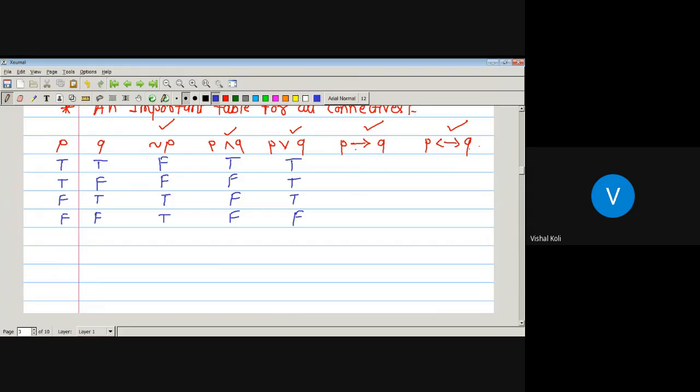Now, P conditional Q. By the definition of conditional statement, if two statements are combined using the connective if-then, then it is called conditional. And the truth value of the compound statement is that the conditional statement is false if and only if P is true and Q is false. Then only it is false. Otherwise, it is true. So here, first one true, second one true, it is true. Here, first one true, second false, then it is false. First false, second true, then it is again true. And both are false, then also true.